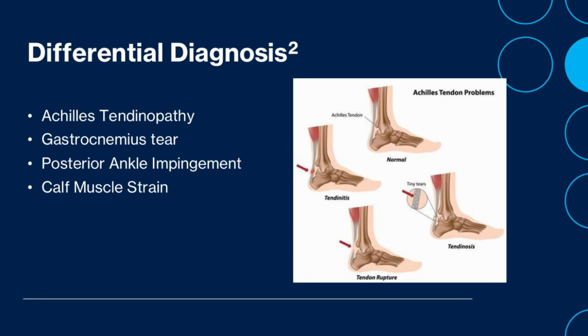Okay, so with differential diagnosis, it's essential to differentiate Achilles tendon rupture from other conditions such as Achilles tendinopathy, which is just chronic inflammation, gastrocnemius tear, which affects the calf muscles rather than the tendon, and then posterior ankle impingement and calf muscle strain are also in that ballpark. And within Achilles tendinopathy, there's Achilles tendonitis and tendinosis, which are a part of that.